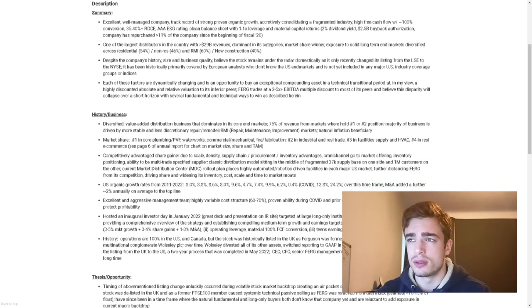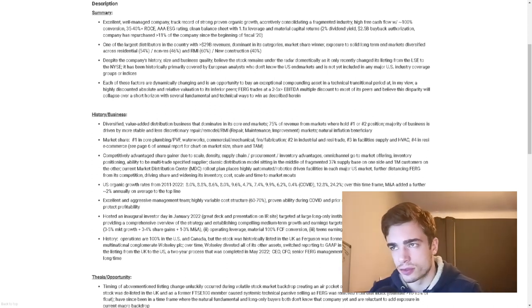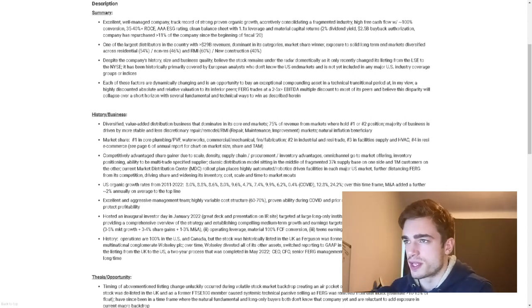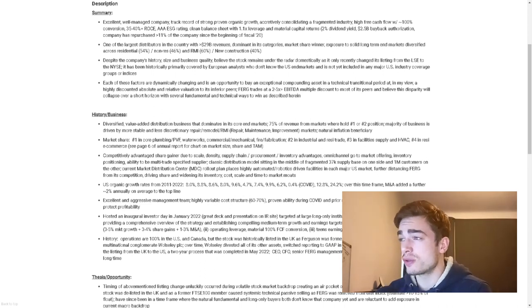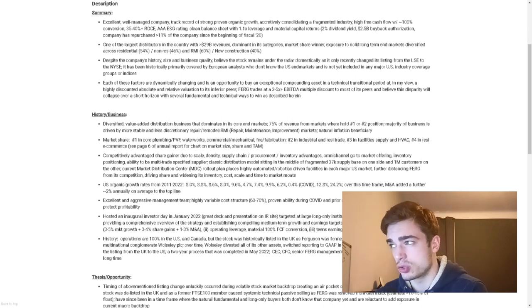Description, summary. Excellent, well-managed company, track record of strong, proven organic growth, accretively consolidating a fragmented industry, high free cash flow with 100% conversion, 35 to 40% plus ROCE, AAA ESG rating, clean balance sheet with 1.1x leverage and material capital returns, 2% dividend yield, $2.5 billion buyback authorization. Company has repurchased more than 11% of the company since the beginning of fiscal 20.